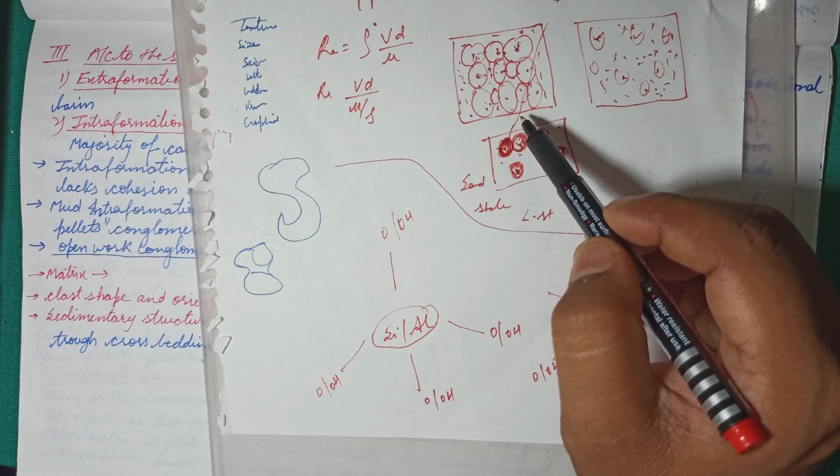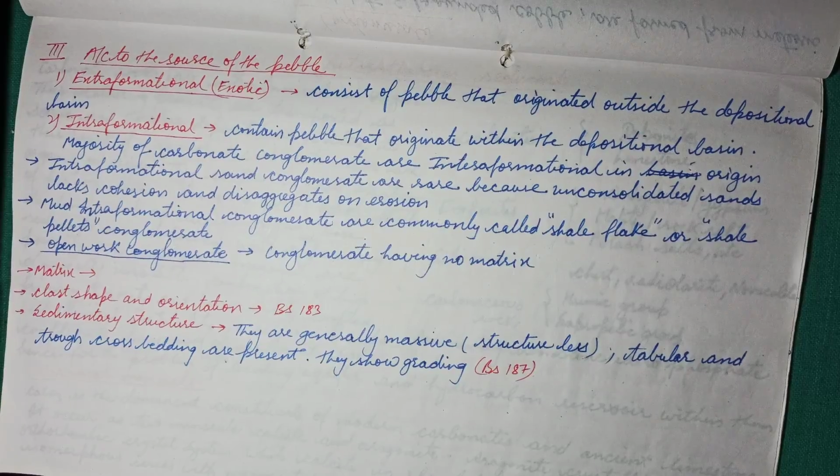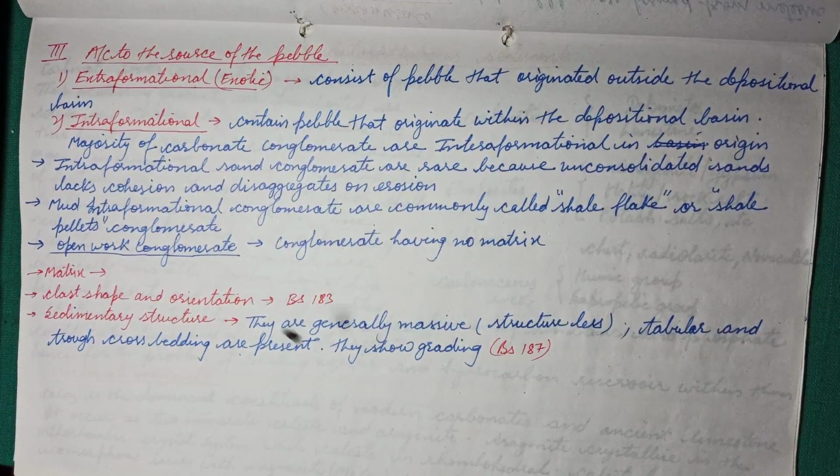So on the basis of the source, from where these pebbles came from. The first one is extraformational, or we can call it exotic conglomerate. The name itself is clear that these pebbles have originated from the outside. They have formed outside and came to the basin by the process of transportation, and there they form conglomerate.